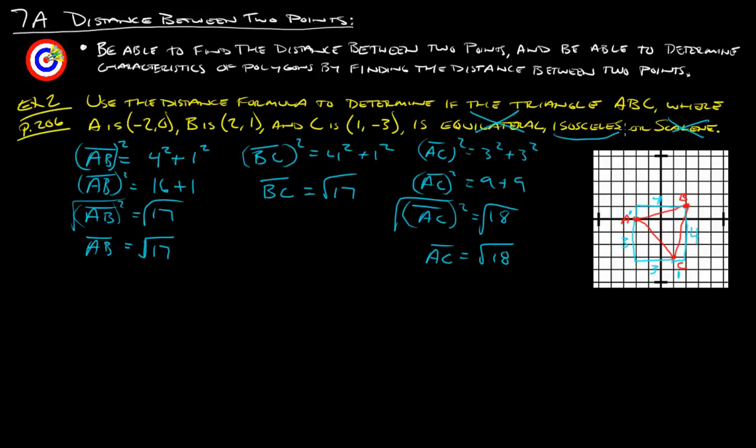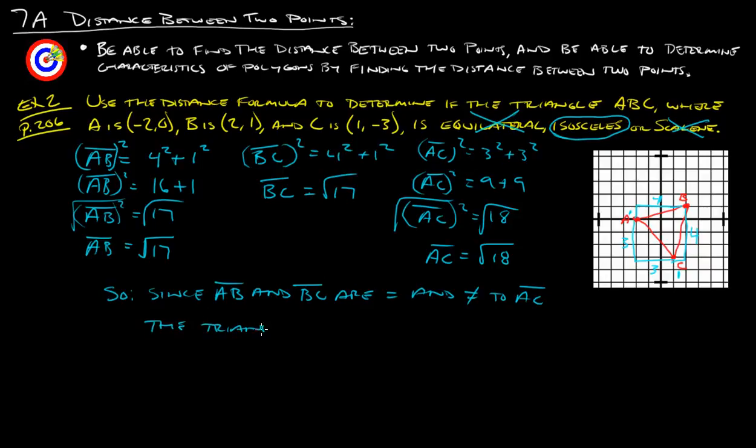So it's not going to be equilateral either. It's going to have to be isosceles. Right? So let's see, since AB and BC are equal and not equal to AC, the triangle is isosceles. Isosceles. I always have a hard time spelling that. Okay?